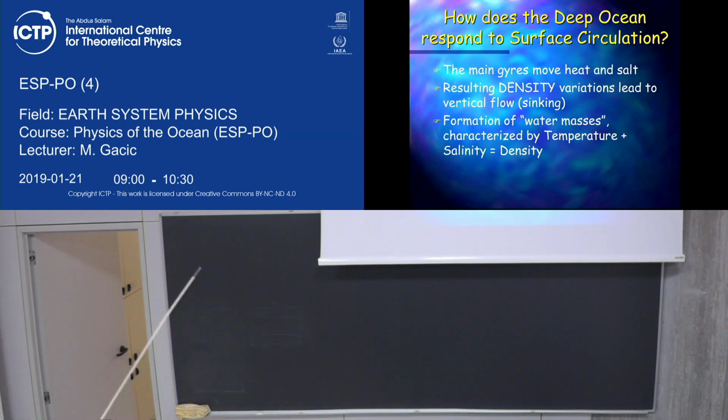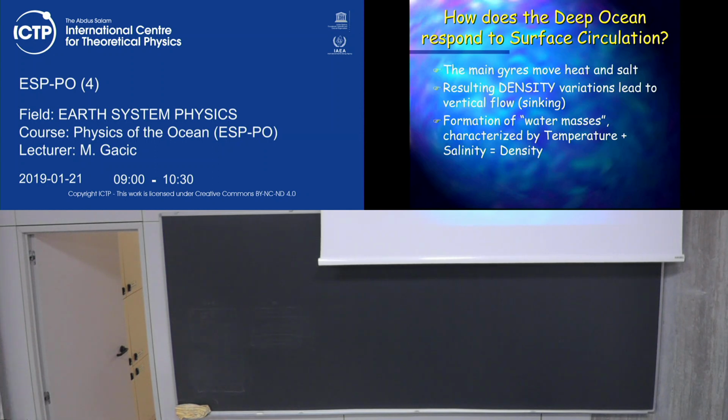Okay, so here is how we transfer the signal. We have a signal at the surface. This signal, in some way, is transferred into the deeper layers. How is it transferred? It's transferred by dense water formation, and so the main gyres move heat and salt. This is what we are talking about. And the resulting density variation leads to vertical flow and sinking, which I mentioned before many times. But then we have something called the formation of water masses. Water masses are water which is characterized by a certain imprint of both temperature and salinity.